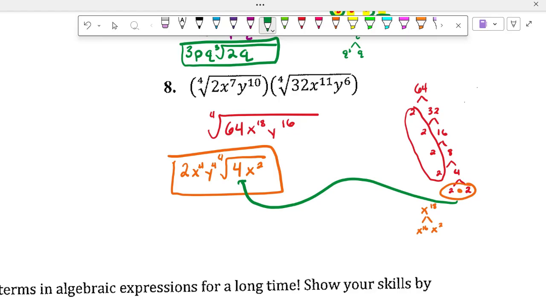All right, so once you get all of the sets that you need, all your sets of 4, which was only one, it was the 2, you take whatever's left over, multiply it back together, and put it back under the radical. So everything that's left over has to go back under the radical. All right, any questions on this one?